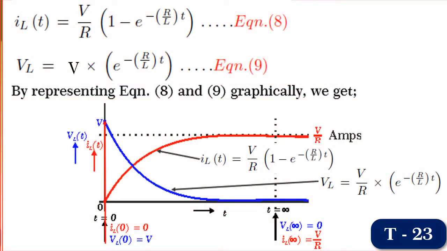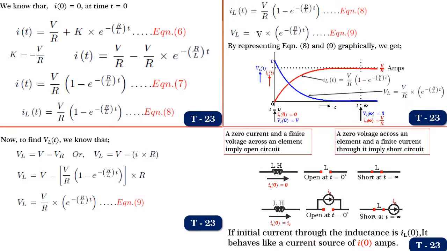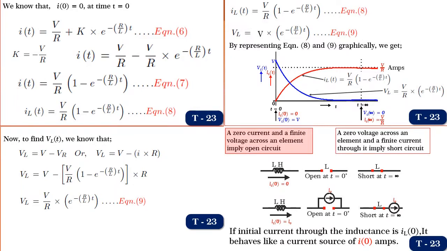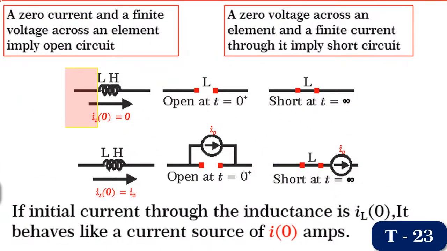Observe that at t equal to 0, IL of 0 is 0 and VL of 0 is equal to V. What does it mean? It means that a zero current and a finite voltage imply open circuit. Therefore, if the inductance is switched across a step input at t equal to 0 and the initial current through it, IL of 0, is 0, then at t equal to 0 plus, inductance behaves as an open circuit.